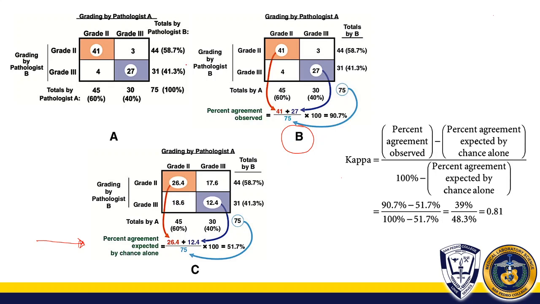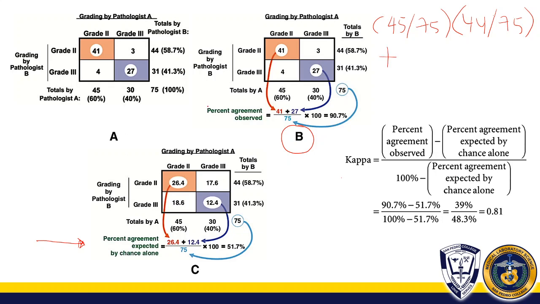So, another way of getting your percent agreement expected by chance alone is through this one. Let us look at the grade 2 classification of pathologist A. You take the total classified as grade 2 by pathologist A divided by the total. The same way for pathologist B: 45 divided by 75 times 44 divided by the total readings of 75.